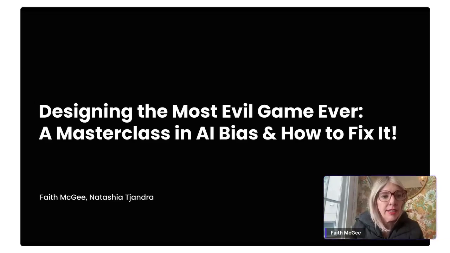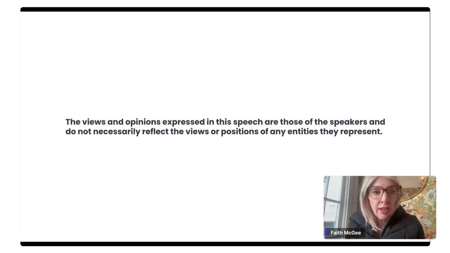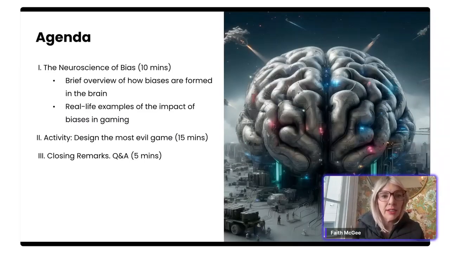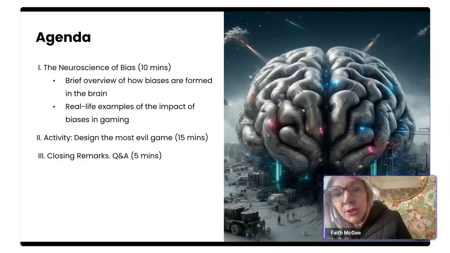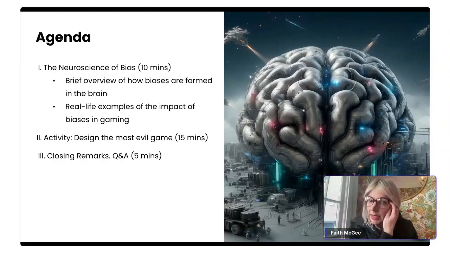So let's continue. This is the agenda slide. We're going to go over the neuroscience of bias. We're going to talk about real life examples and what you can find in gaming. And then we're going to go to an exciting activity where you get to actually build your own evil game.